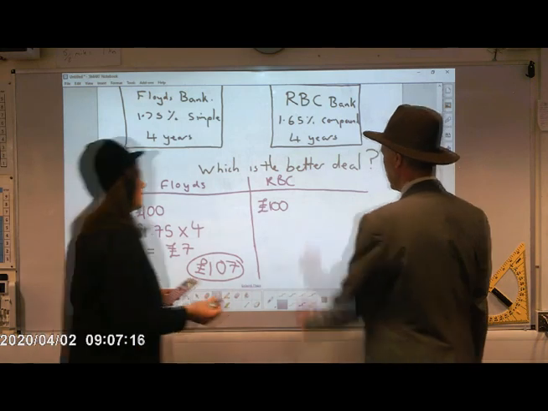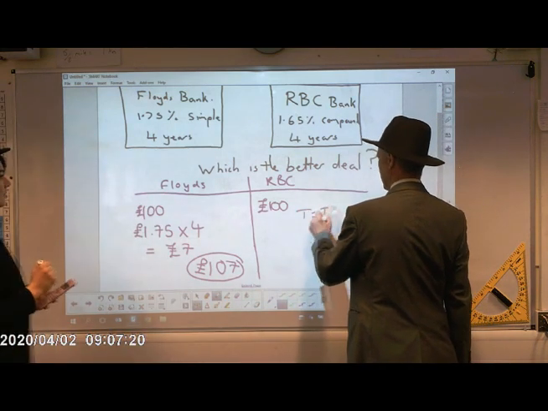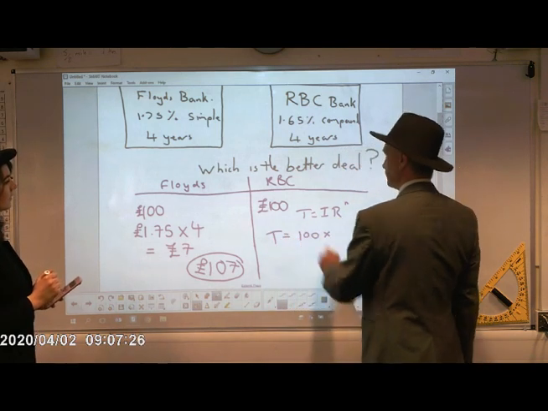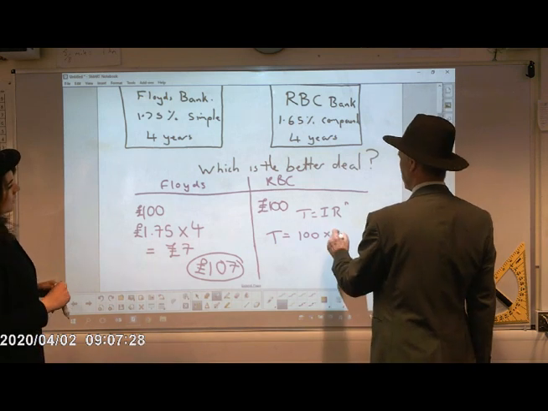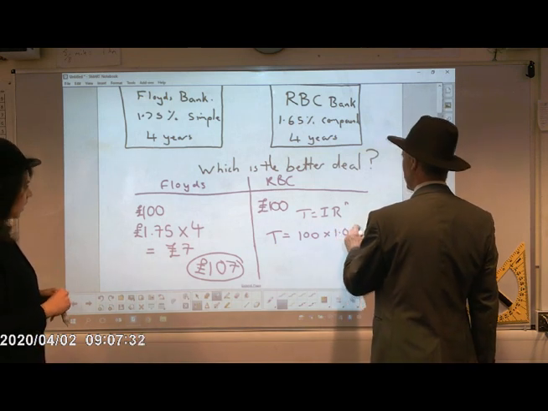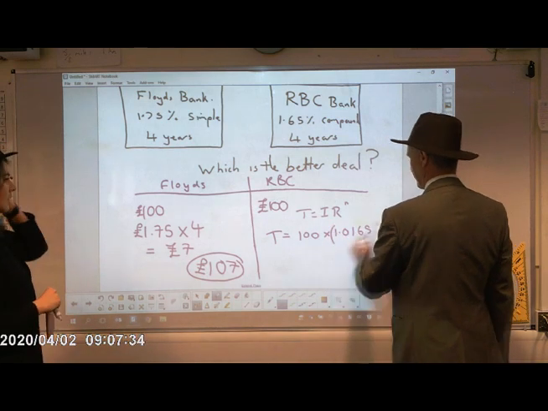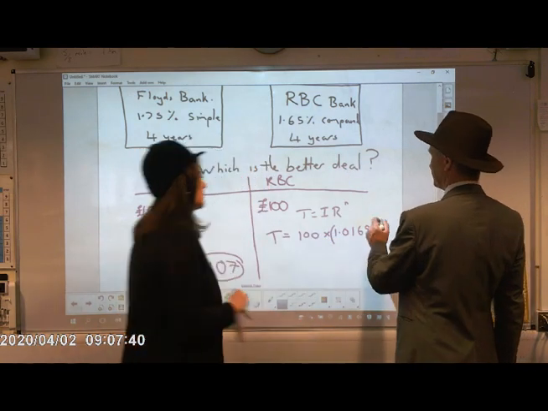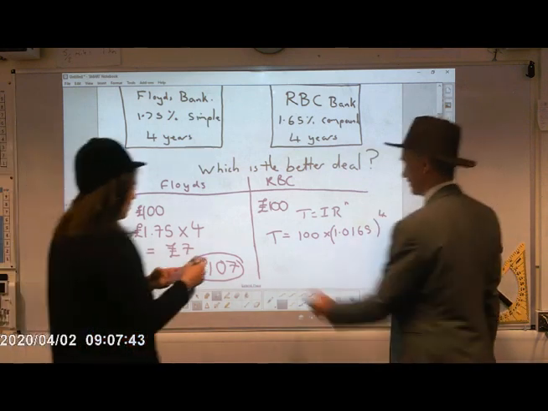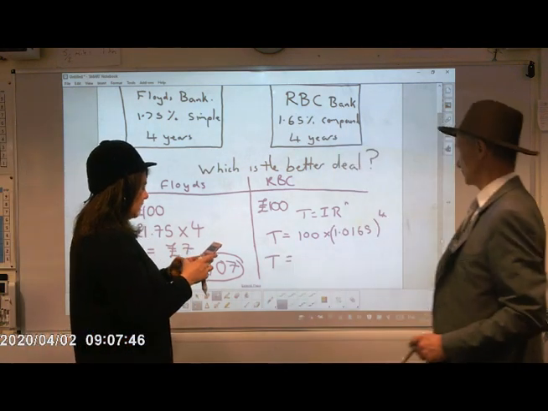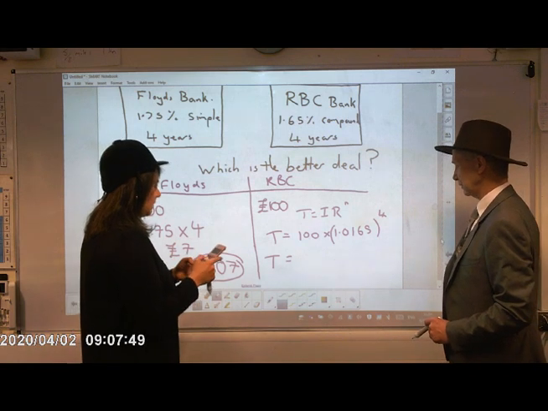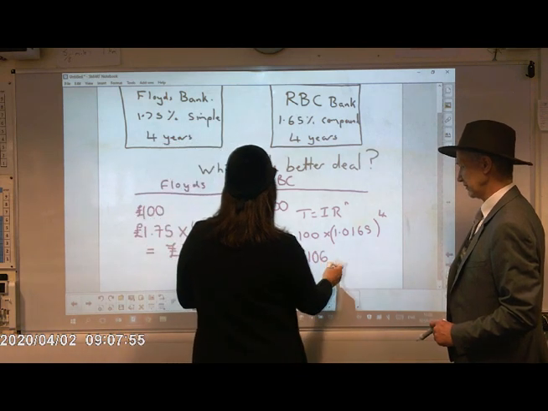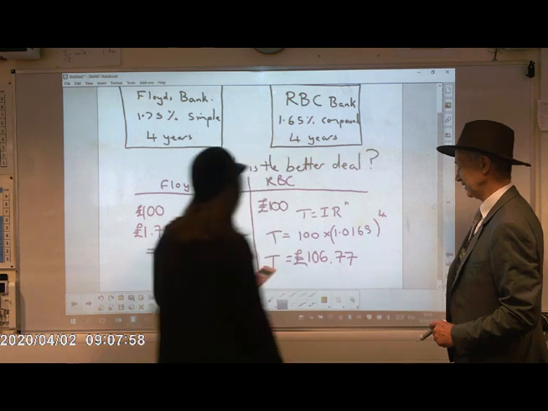That's my total. Okay. So over here, we want T equals I R N. So our total is going to be our initial, which was our 100, times our rate, which is 1.0165. I always say to my students, think about what it would be as 1%, then just add on the rest. Add on your decimals. And that's for 4 years. Okay, so 100 times 1.0165 to the power of 4. And we get, it's very close.